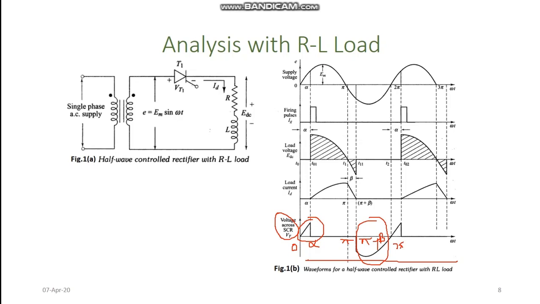So this part of the waveform across this thyristor is due to the negative or reverse cycle of the input sinusoidal signal, and this part of the waveform is due to the forward blocking mode of the thyristor, that is, when the gate was not triggered.